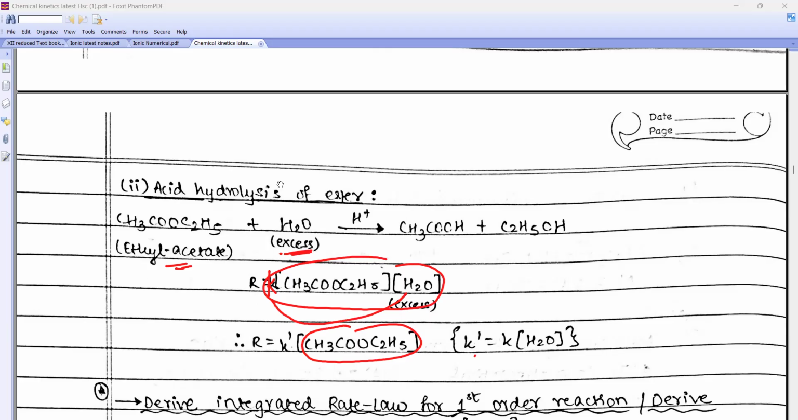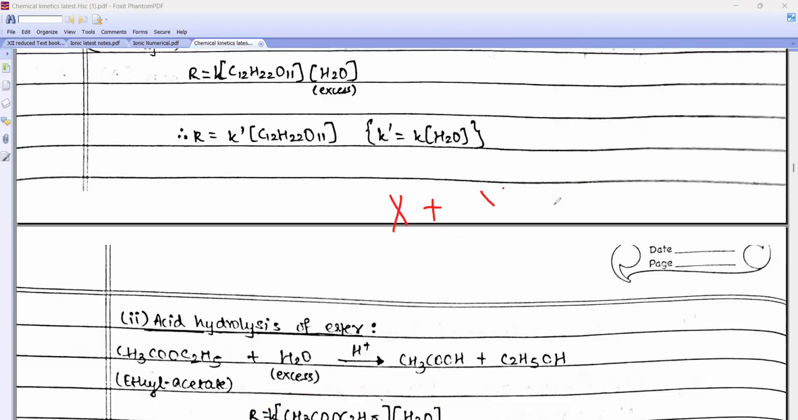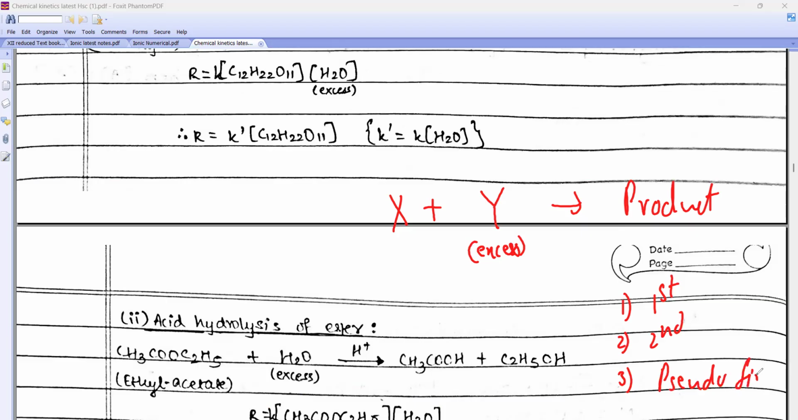Apart from these two, what will they do? They will give you this: X plus Y gives product. And below one of the reactants, they have written what? Excess. And they will ask which order it follows. Does it follow first order, second order, or pseudo first order? What will be your answer? This type of question will come. It follows which order? Pseudo first.